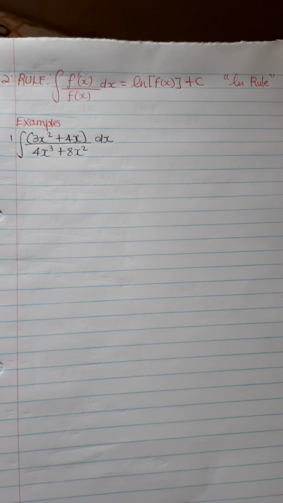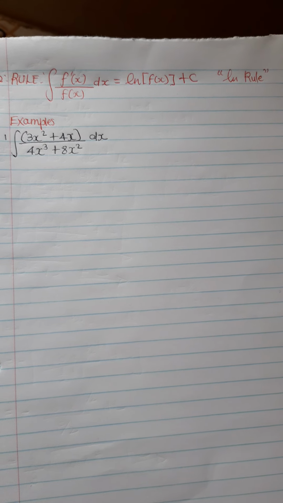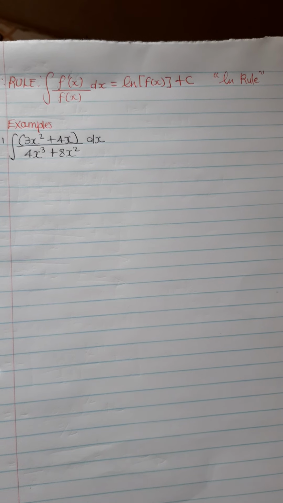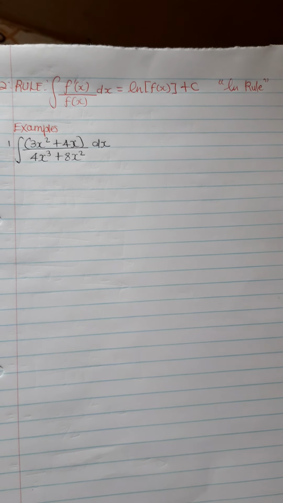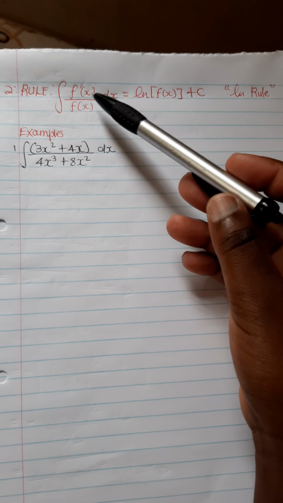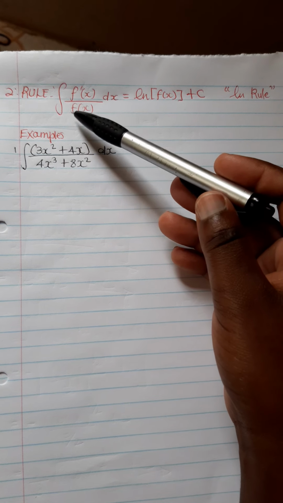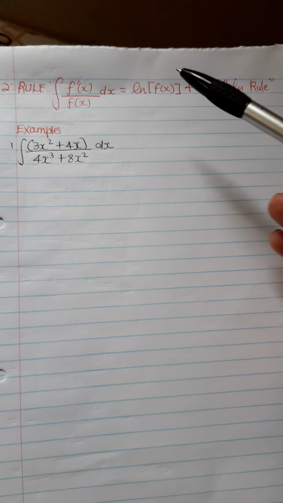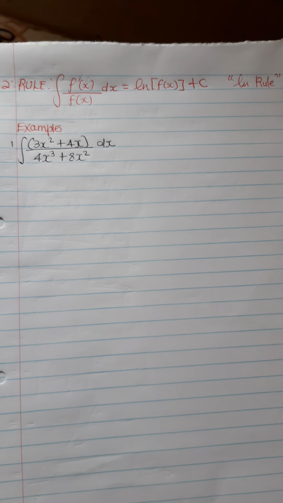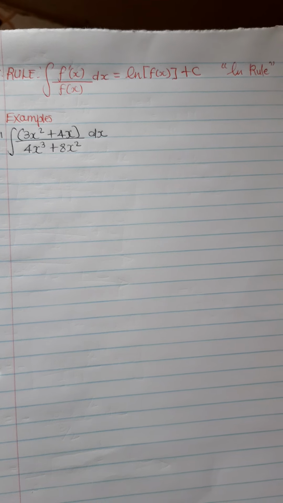Okay, this is the second rule, which is known as the ln rule. It says that the integral of f prime x over f of x dx is equal to ln of f of x plus c. So in simple terms, it means that in order for you to be able to use this rule, you must check if the numerator is the derivative of the denominator. Then you can apply the rule. If not, you are always allowed to manipulate as long as you'll be able to take it back to its original form.